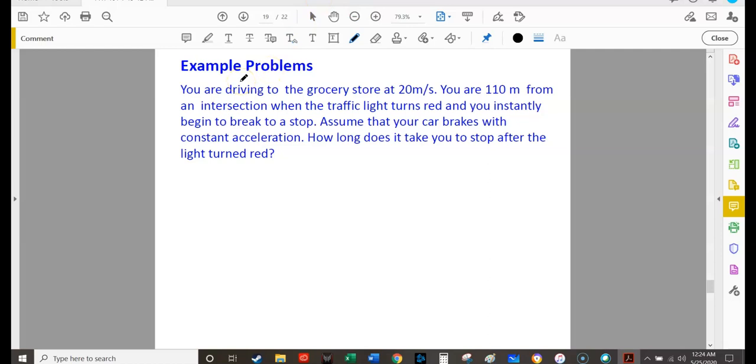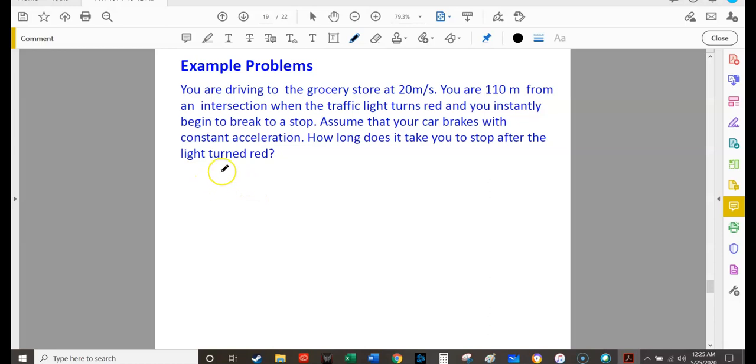We are driving to the grocery store at 20 meters per second, and we are 110 meters away from an intersection when the traffic light turns red, and you begin braking instantly. We're going to assume that our car brakes are working at a constant acceleration, so our car isn't skidding. How long does it take for us to stop after the light turns red?